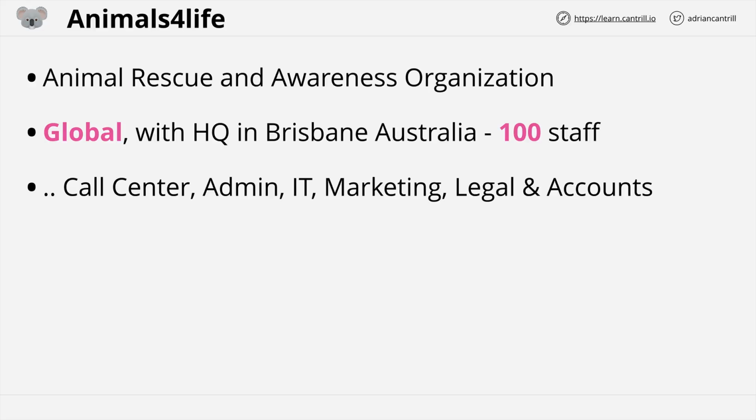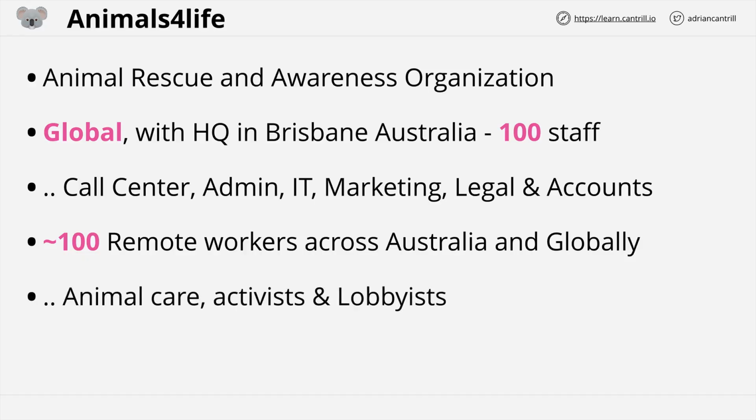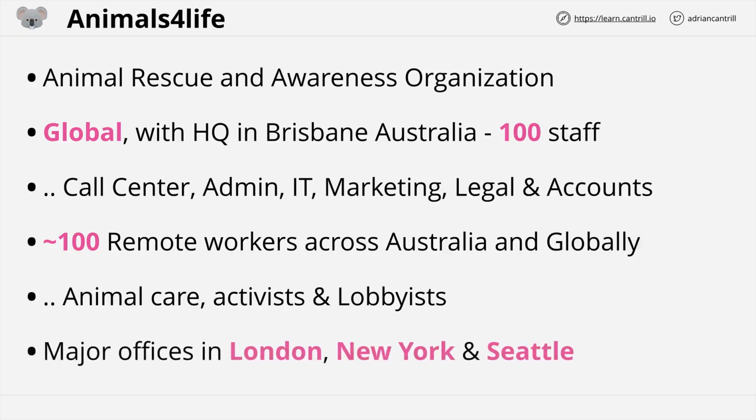Beyond Brisbane, there are 100 or so remote field workers who are deployed in regional Australia and various in-need locations globally. Now, these remote staff are a mixture of animal care workers, vets and research scientists involved in data gathering work. In addition, the organisation has a number of political lobbying staff to influence government policy. The business has major offices in London as well as East and West Coast US, specifically New York and Seattle.